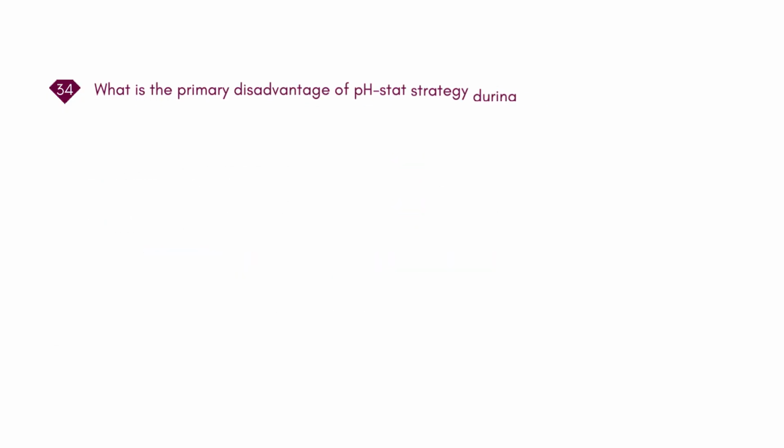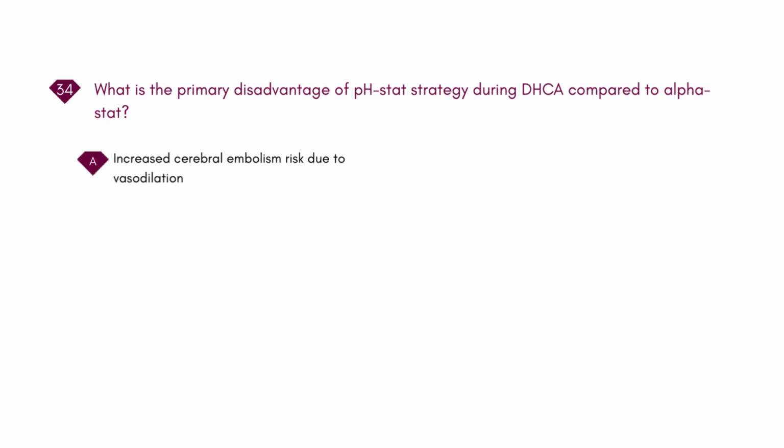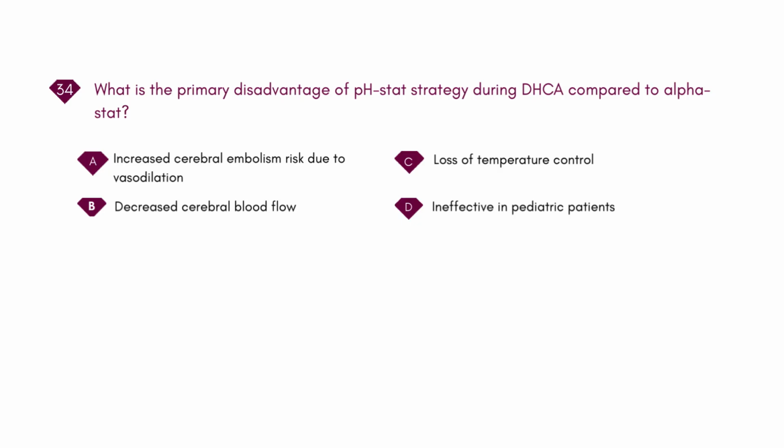What is the primary disadvantage of pH stat strategy during DHCA compared to alpha-stat? A. Increased cerebral embolism risk due to vasodilation. B. Decreased cerebral blood flow. C. Loss of temperature control. D. Ineffective in pediatric patients. Answer: A. Increased cerebral embolism risk due to vasodilation.